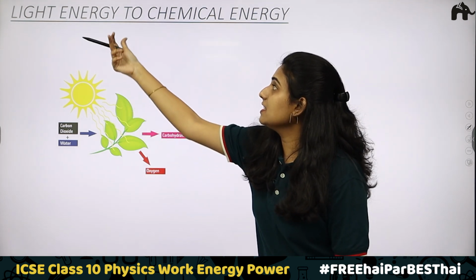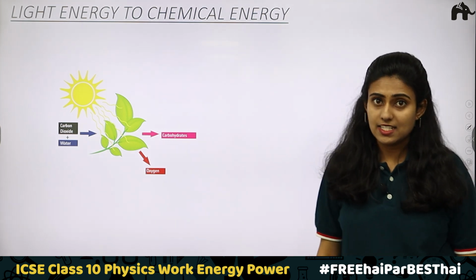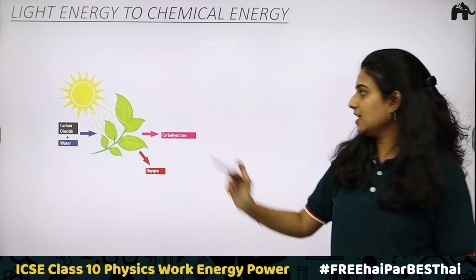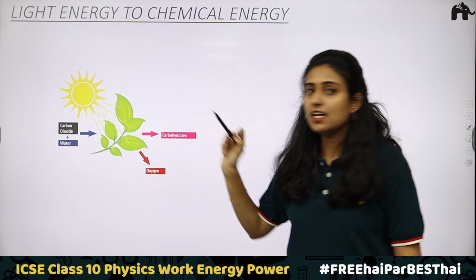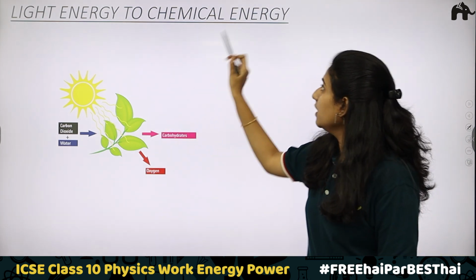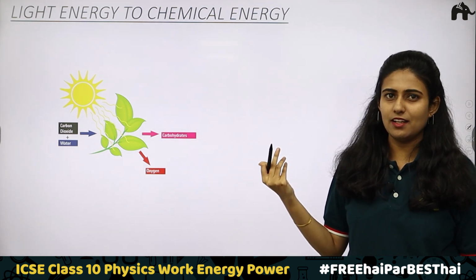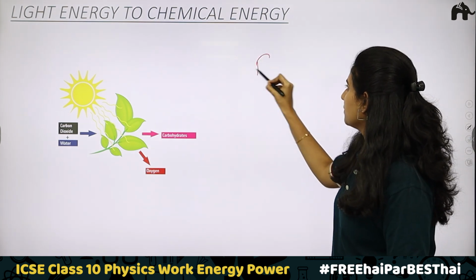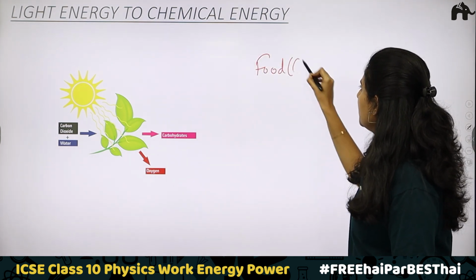Sunlight is a source of light energy. The Sun is a source of light energy. Here the green plants are using the light energy and converting it into chemical energy. What is the chemical? Food is the chemical here.